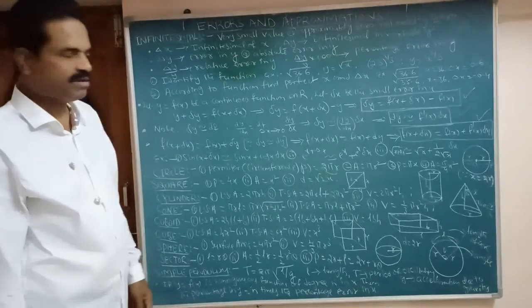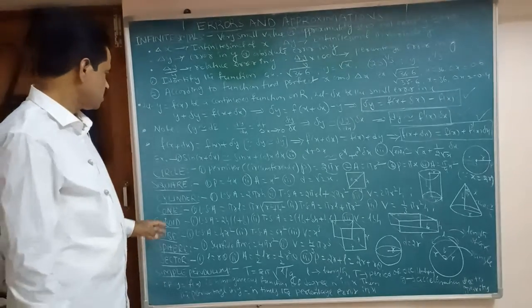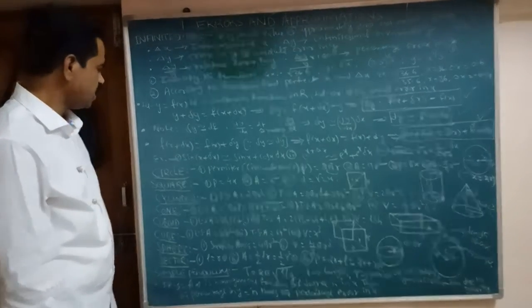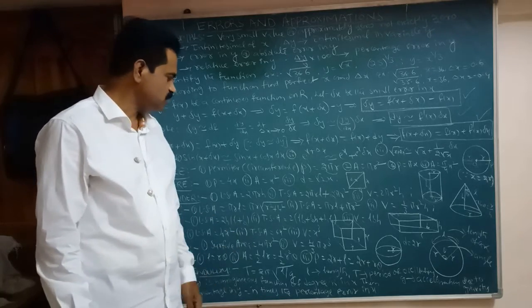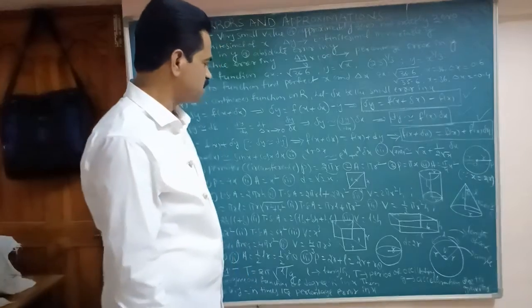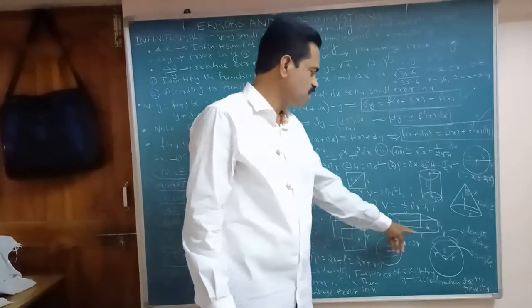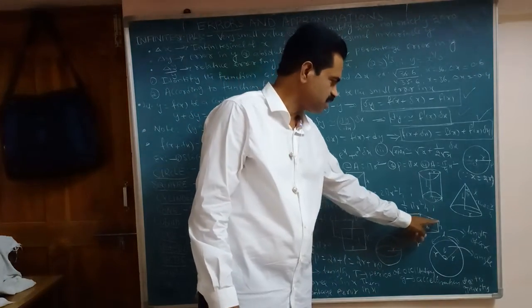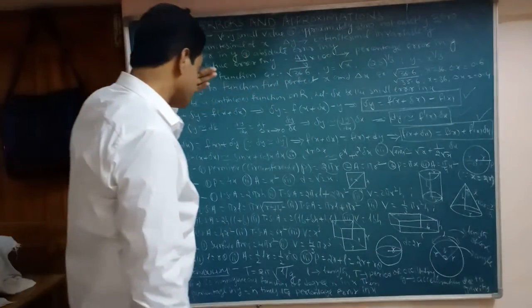Here, value equal to cone. Volume of the cone is 1 by 3 pi r square h. And the cuboid: lateral surface area is 2h into (l plus b). Total surface area is 2 into (lb plus bh plus hl), and volume is length into breadth into height, where l is the length, b is the breadth, h is the height.